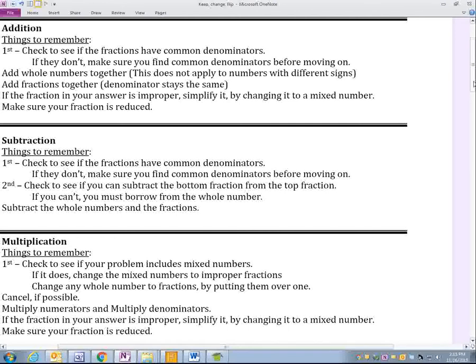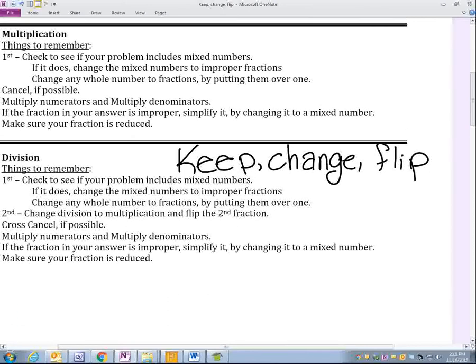Things to remember for subtraction. Check to see if the fractions have common denominators. If they don't, make sure you find common denominators before moving on. You must have common denominators. Okay? Addition, subtraction, common denominators. Check to see if you can subtract the bottom number from the top fraction. If you can't, you must borrow from the whole number. Subtract whole numbers, add the fractions.